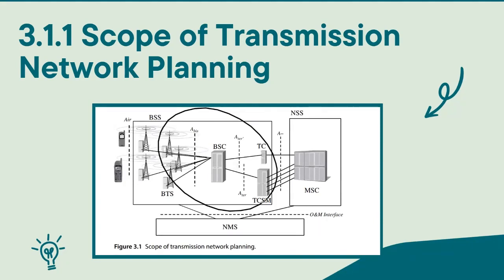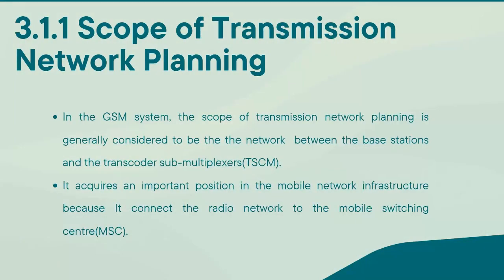Let's take a look at the circle here. The circle shows the scope of the transmission network, which is the network between the base station and TCSM. Based on its location and functionality, it holds an important position in the mobile network infrastructure. As you can see here, it connects the radio network to the mobile switching center, MSC.